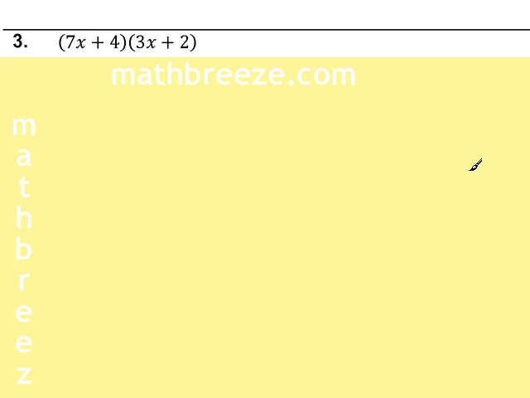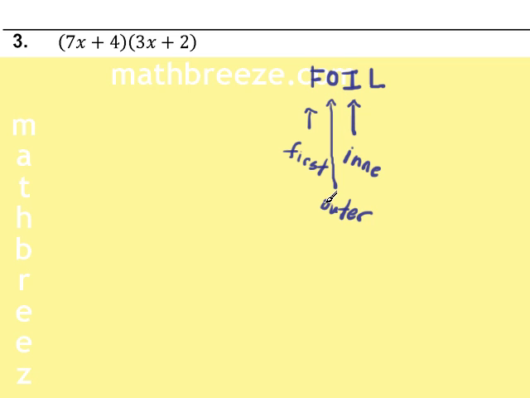Now number three is a binomial times a binomial. That's two terms multiplied by two terms. So we do this in a specific order, and we use the mnemonic FOIL to remember the order. FOIL stands for first, and then outer, inner, and last. And each refers to a product.